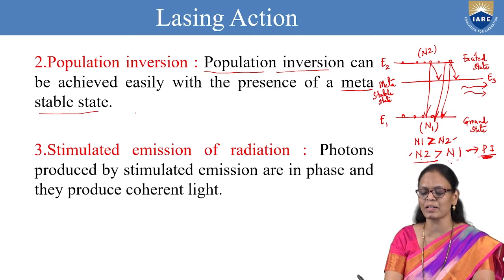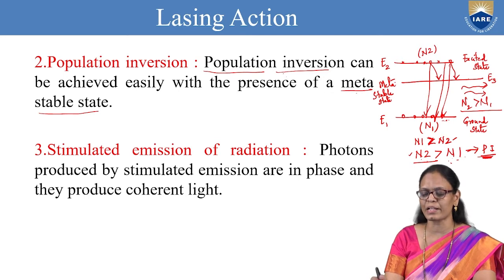So what happens here? Even after making the transition to the metastable state, this condition N2 greater than N1 still holds good, because the number of atoms in E3 will be more than that in E1, even after they make a transition from E2 to E3. So population inversion can be very easily achieved with the help of a metastable state. If this state is not there, then it becomes very difficult.